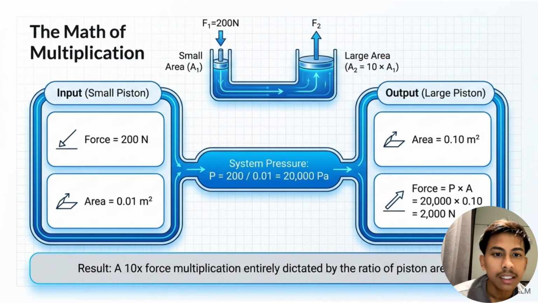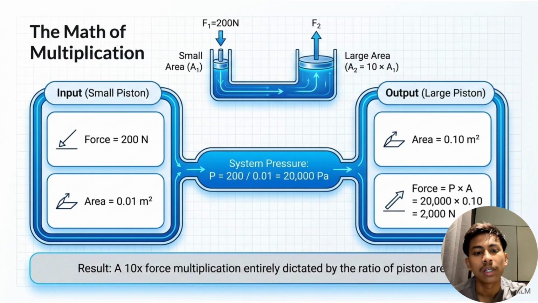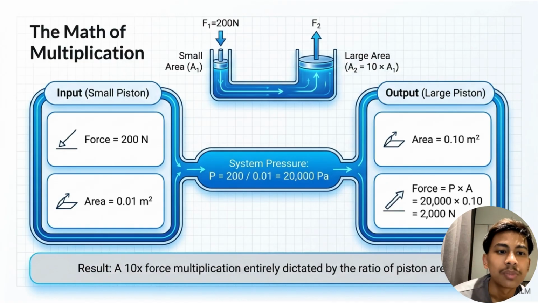On this slide, I will explain how a hydraulic system multiplies force using Pascal's law. First, a force of 200 newtons is applied to the small piston, which has an area of 0.01 square meters. Using the pressure formula, pressure equals force divided by area, so P equals 200 divided by 0.01. The answer is 20,000 pascals. According to Pascal's law, this pressure is transmitted equally throughout the hydraulic fluid.